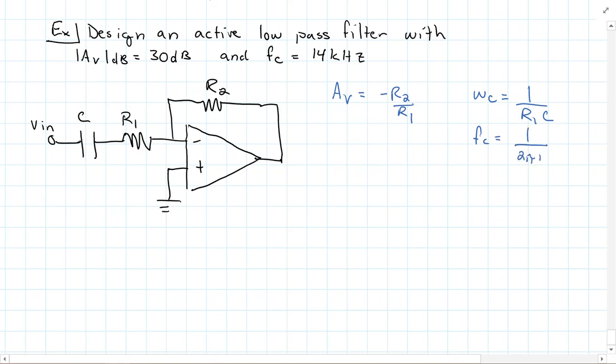which you could also write then in hertz as 1 over 2 pi R1C. Now technically we could design for any one of these to start with, but when I'm looking at equations like this, I want to think about, okay, these are just resistor values. So as long as I make R1 reasonable, I'm automatically going to get R2 reasonable. Or if I make R2 reasonable, I'm automatically going to get R1 reasonable. It's not going to be too difficult with that.